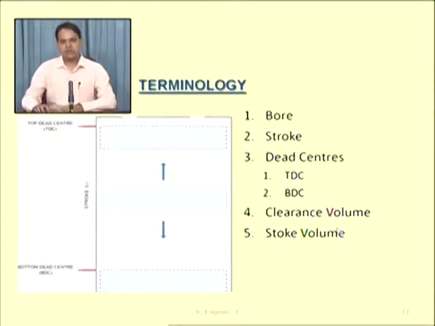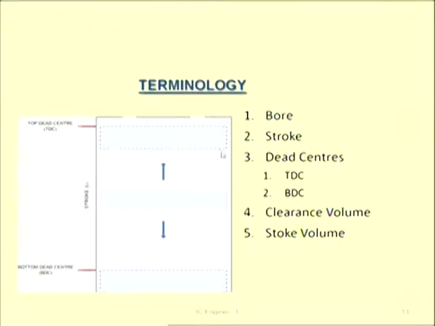Fourth is clearance volume. In this figure you can see this is my cylinder head, the extreme line of my cylinder, and this is the line of my piston. In between you will find a gap over here. If you calculate the volume of this gap, it is called the clearance volume. And stroke volume or swept volume is the volume covered by the piston movement from top dead center to bottom dead center.